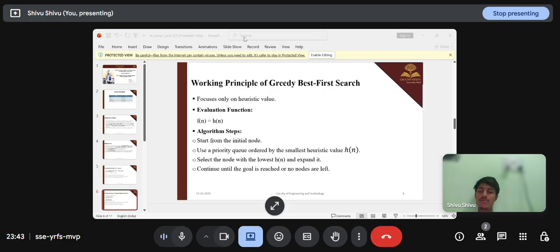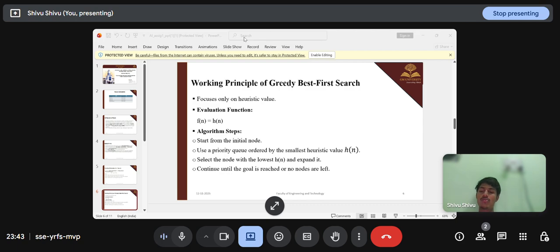First one, start from the initial node. So it begins the search from the starting point. And next, use a priority queue ordered by the smallest heuristic value h of n. It stores all possible nodes in a list, that is the priority queue, where nodes with smaller h of n come first. And next, select the node with the lowest h of n and expand it.